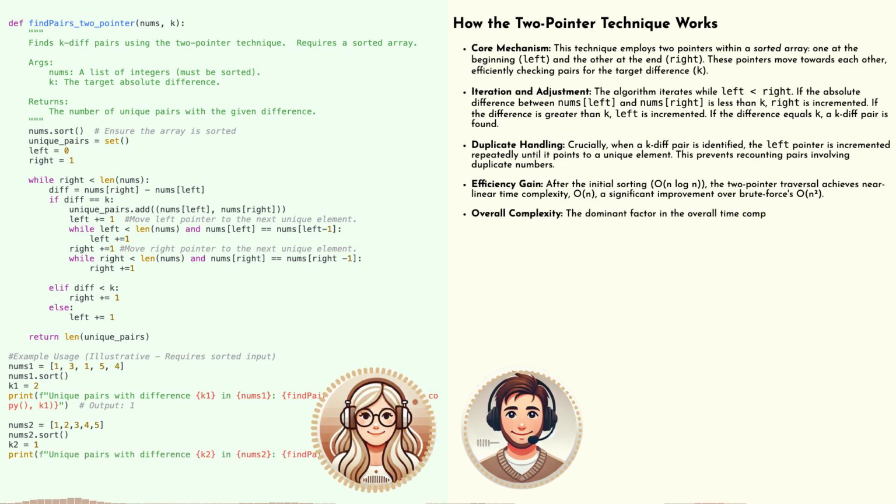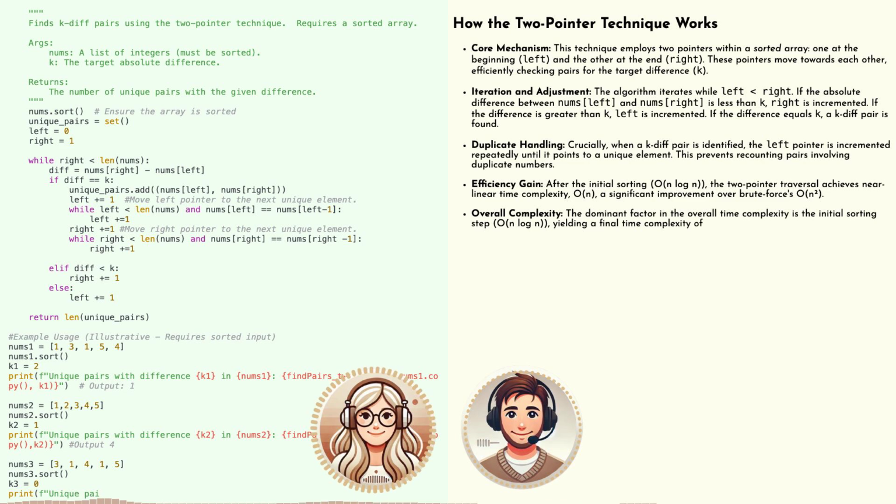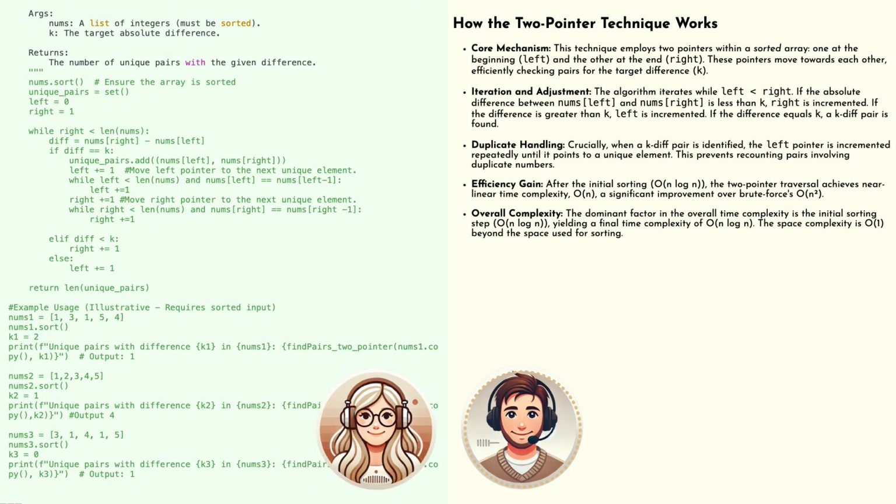If the difference is smaller than our target K, we need to increase it. How do you think we can do that? Well, if the difference is too small, it means our right pointer needs to move towards a bigger number, right? Exactly. We just slide the right pointer 1 step to the right, and that increases the difference. Okay, that makes sense. What if the difference is bigger than K, though? Then we do the opposite. We move our left pointer 1 step to the right towards a larger number, which decreases the difference.